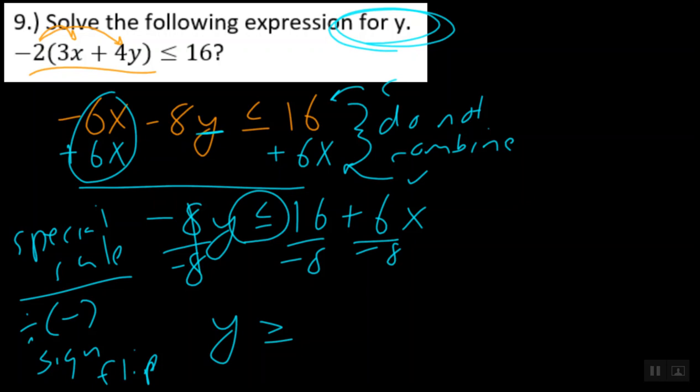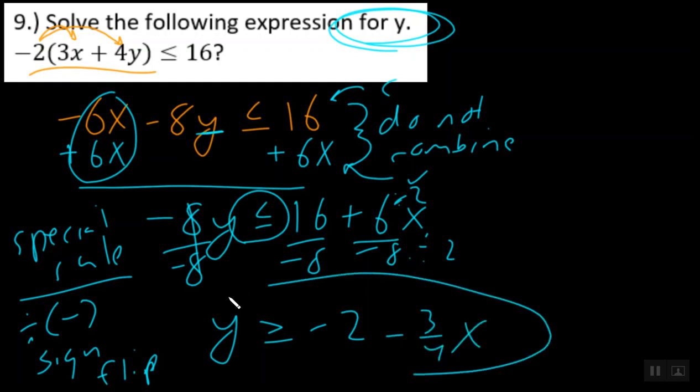And now we have 16 divided by negative 8, which is negative 2. And of course, 6 and 8 can both be divided by 2, and this becomes negative 3 over 4x.